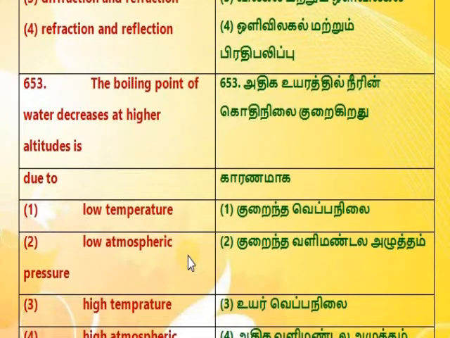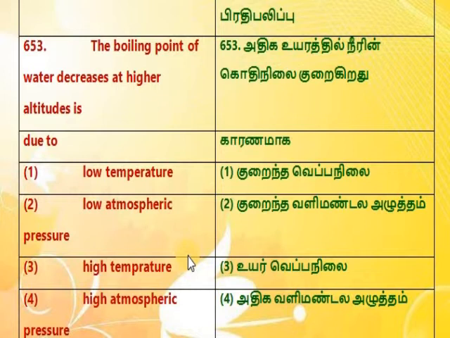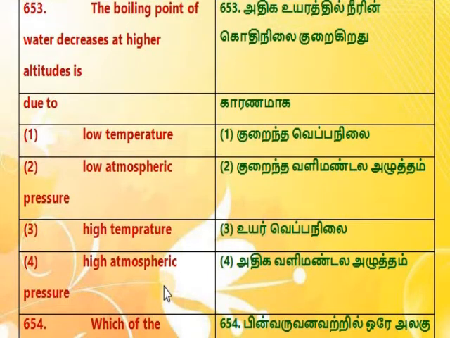653. The boiling point of water decreases at higher altitudes due to: 1. Low temperature, 2. Low atmospheric pressure, 3. High temperature, 4. High atmospheric pressure.